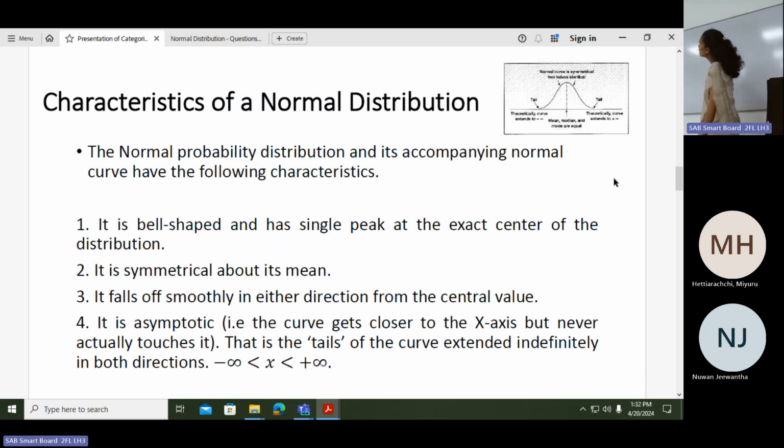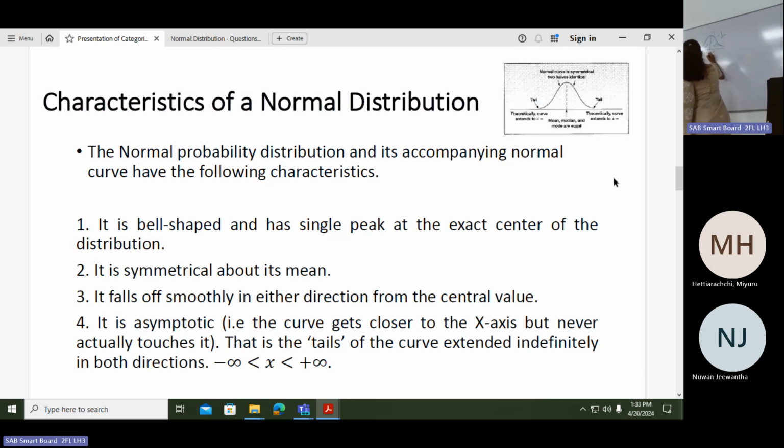At the exact center of the distribution, the second one is that it is symmetric. Now you know that it is a symmetric one about its mean. It means the center point of the normal distribution is the center point. That center point represents the mean here.